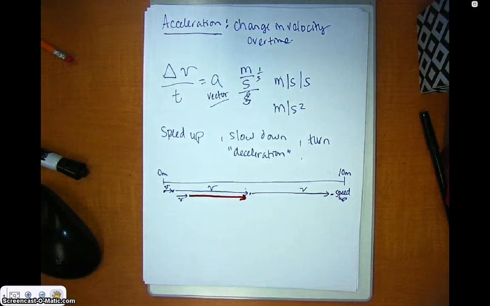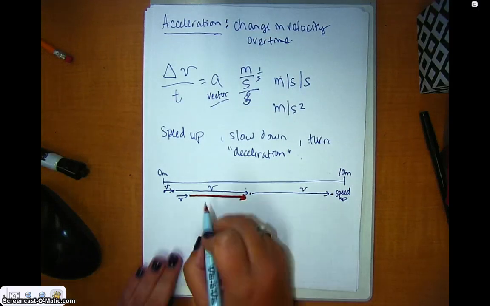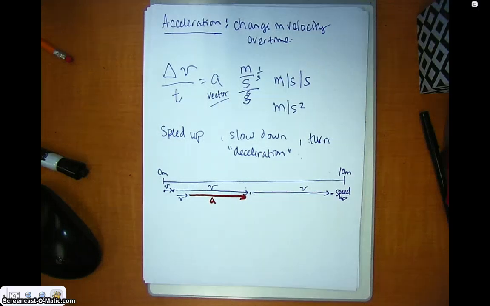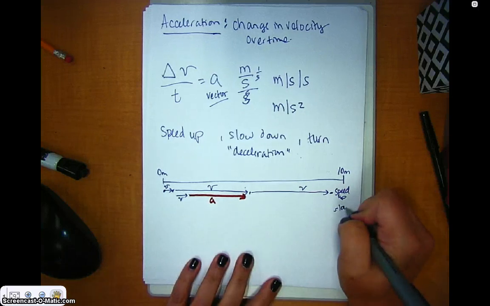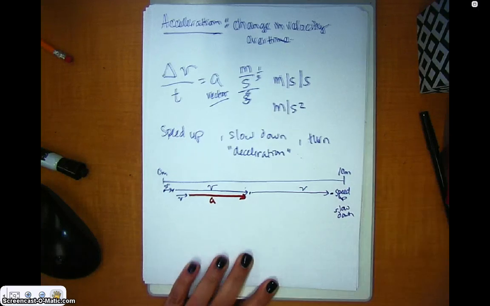Right? So I have increased the velocity, and so you can see that vector points to the right. Well, that's your acceleration vector, and it's positive. So I have a positive acceleration, and in this case it means speeding up. Now let's say we draw a motion diagram for slowing down.